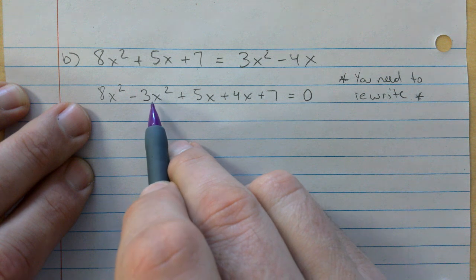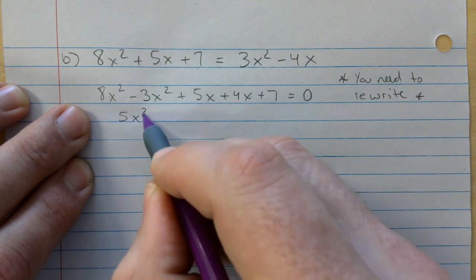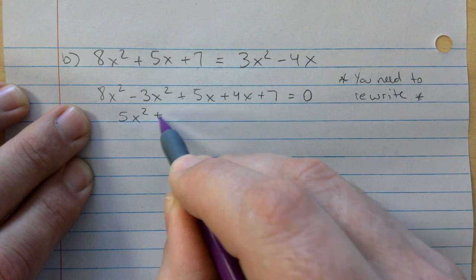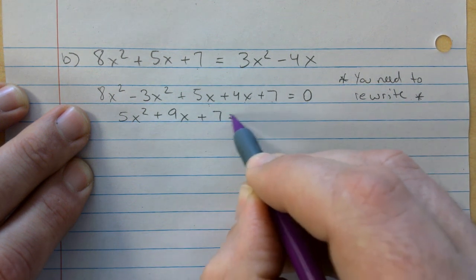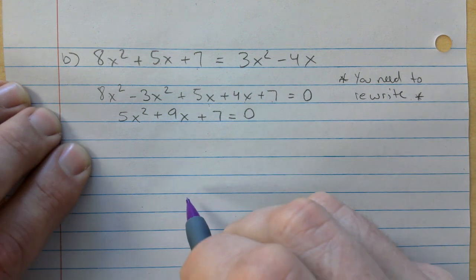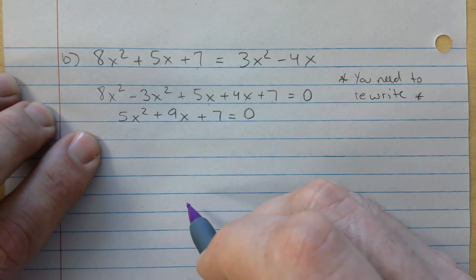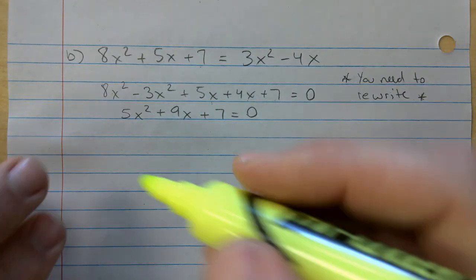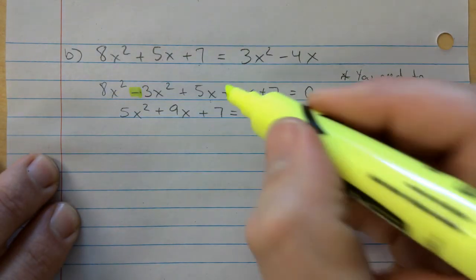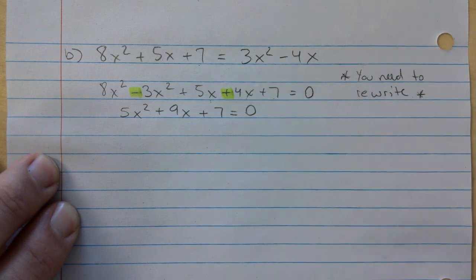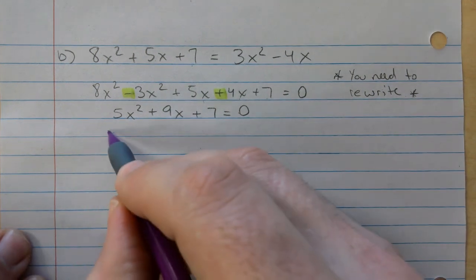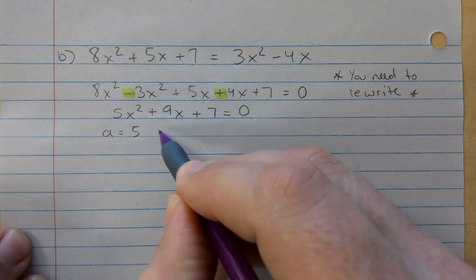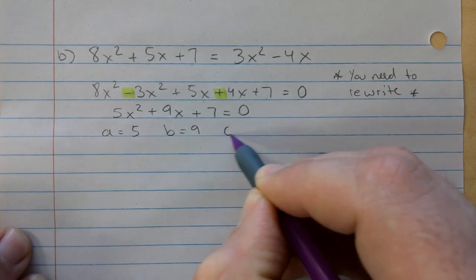8x squared minus 3x squared, that is just 5x squared. This would be 9x, right? These two, and then 7 at the end, and that's equal to 0. We'll just highlight this, right? That the signs changed while coming over. And then you have A is equal to 5, B is equal to 9, C is equal to 7.